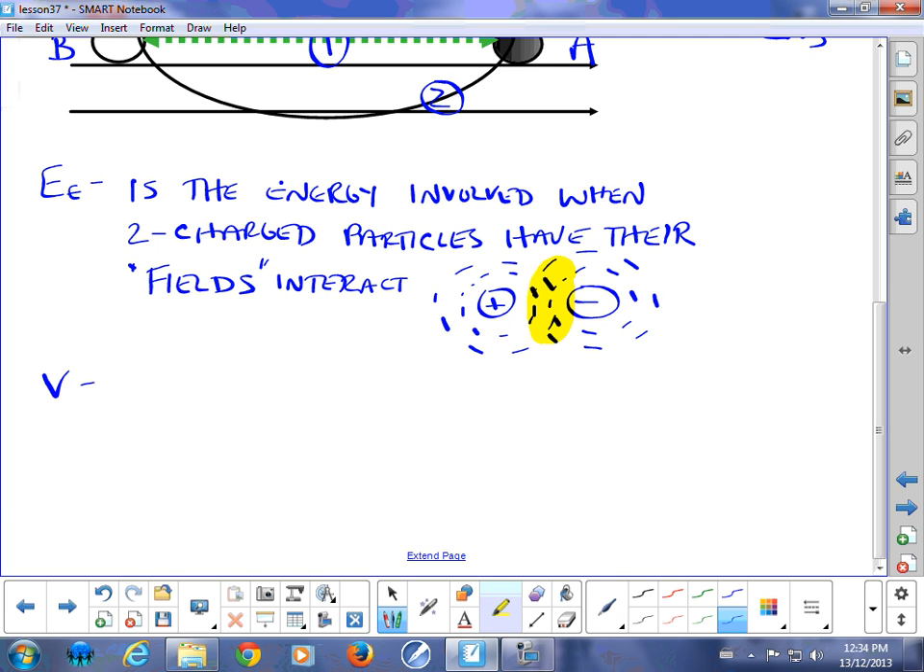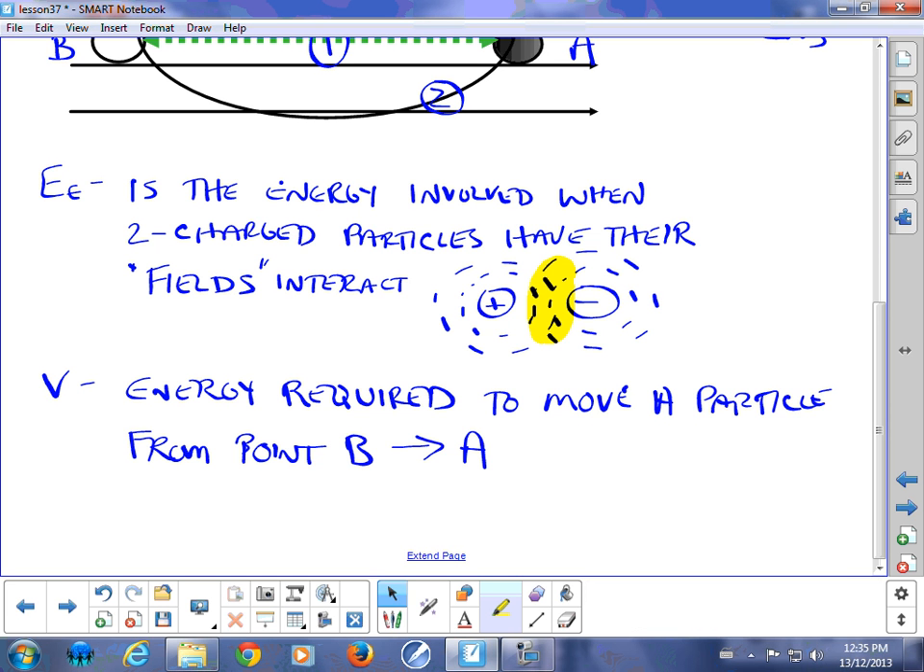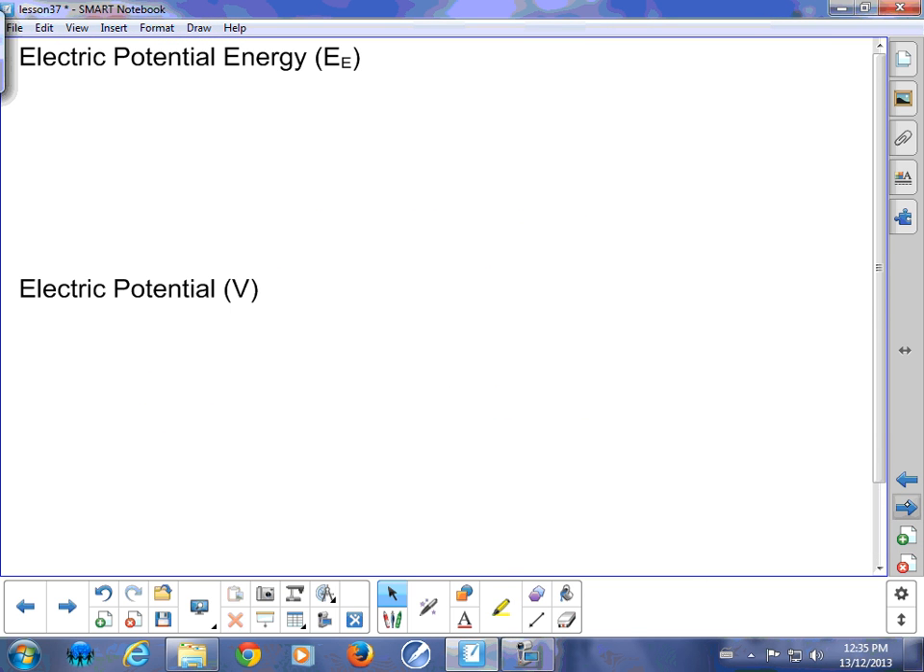Now V is the energy required to move a particle from point B to A. So we're looking at moving it from point B to A, and we talked about the pathway doesn't really matter here. That leads us into our next slide.